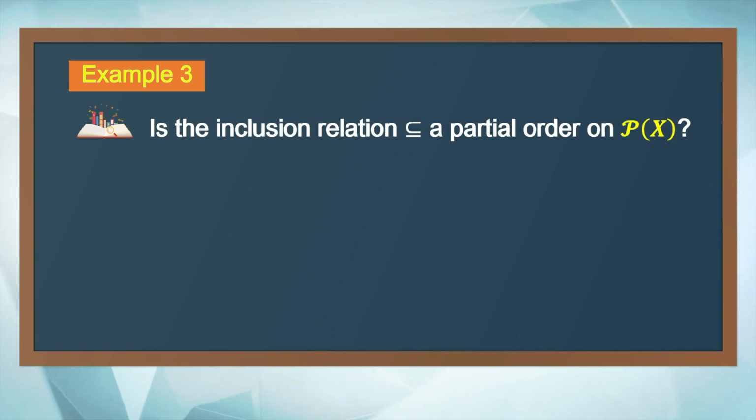Thirdly, if A is a subset of B and B is a subset of C, then A is a subset of C. So the inclusion relation is transitive. The inclusion relation is reflexive, antisymmetric, and transitive. It is a partial order on the power set of x, and the ordered pair is a poset. In different posets, different symbols, such as less than or equal to, divisibility, inclusion, are used for different partial orders.